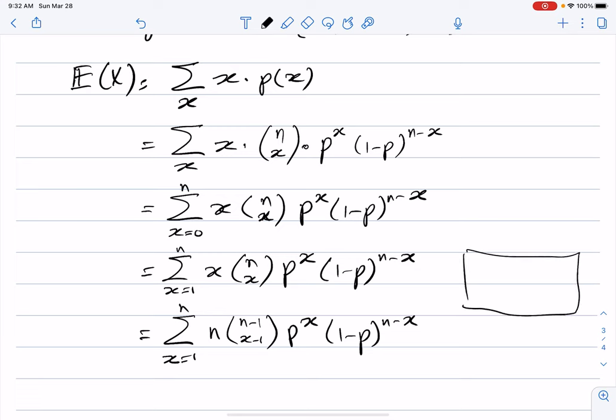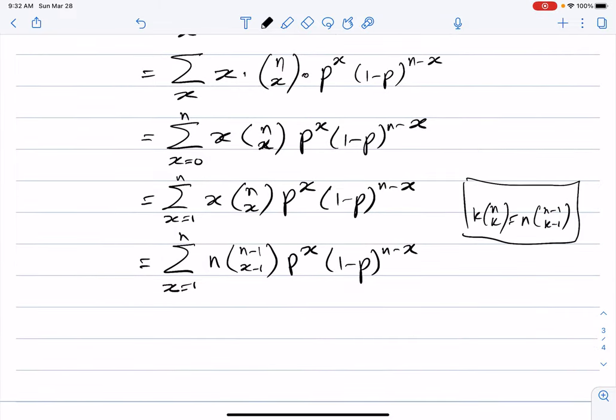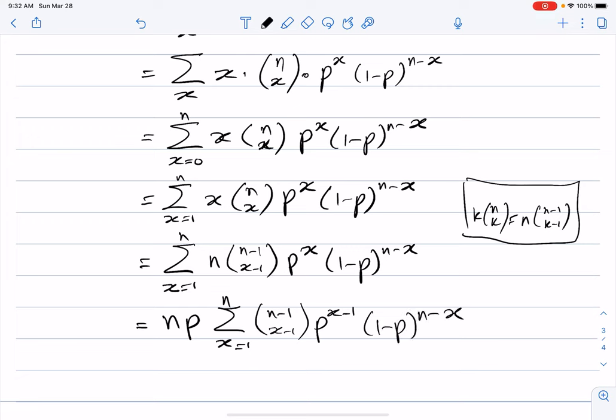I made use of a very important result that k times n choose k is the same as n times n minus 1 choose k minus 1. Okay? So when we have this here, now I can take n and one of the p's outside the summation. So this is equal to n times p times the sum from x equals 1 to n. The n is outside now, and we have n minus 1 choose x minus 1. We took one of the p's outside, so we have now p to the x minus 1, and 1 minus p to the n minus x.